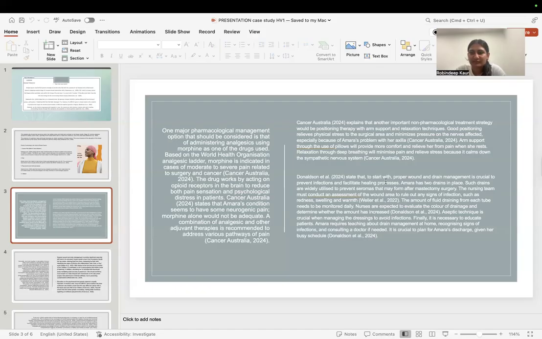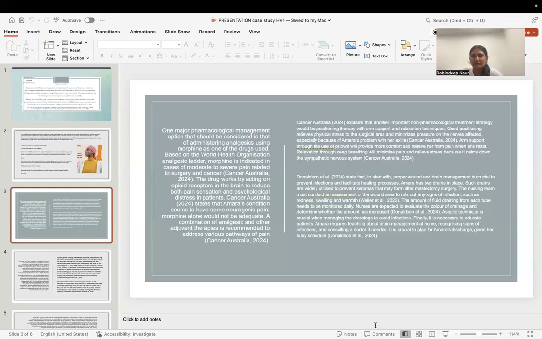Donaldson states that, to start with, proper wound and drain management is crucial to preventing infection and facilitating the healing process. Amara has two drains in place. Such drains are widely utilized to prevent seromas that may form after mastectomy surgery. The nursing team must conduct an assessment of the wound area to rule out any signs of infection such as redness, swelling, and warmth. The amount of fluid draining from each tube needs to be monitored daily.